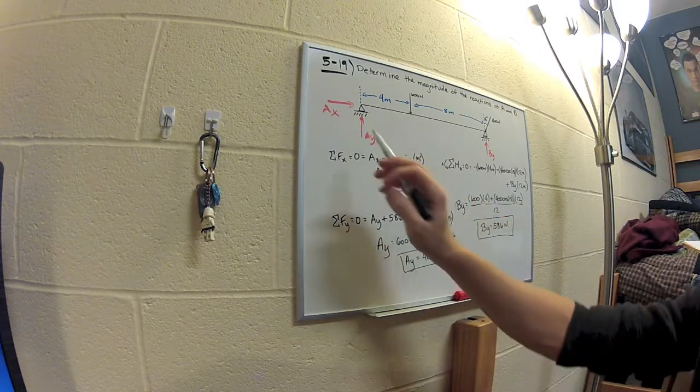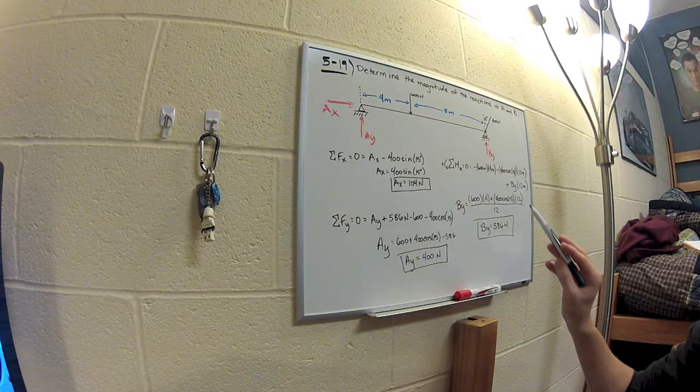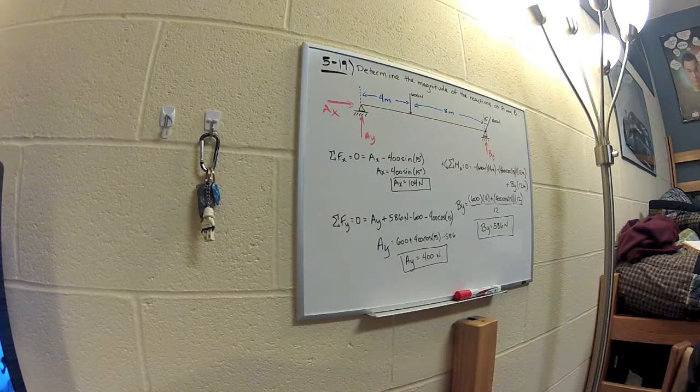Okay, so let's see, we have Ax, we have Ay, and we have By. Awesome! I was able to solve a problem involving equilibrium in 2 dimensions, and I was able to find the support reactions. Nice!